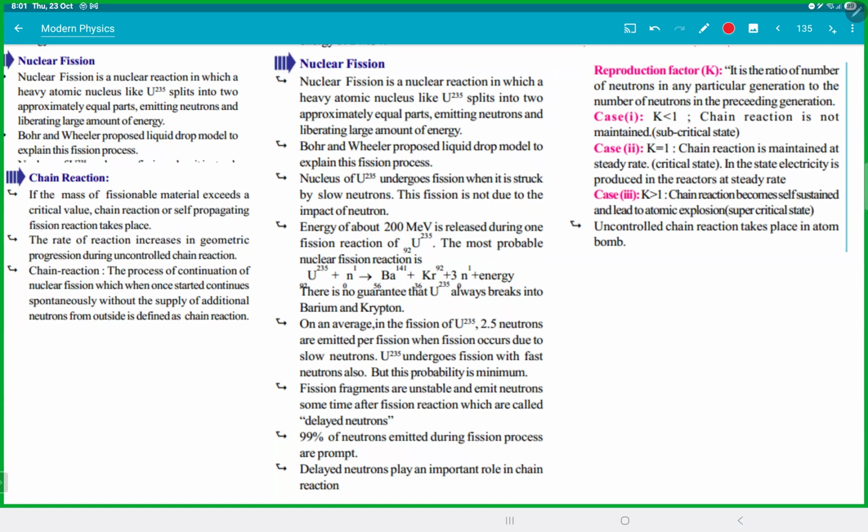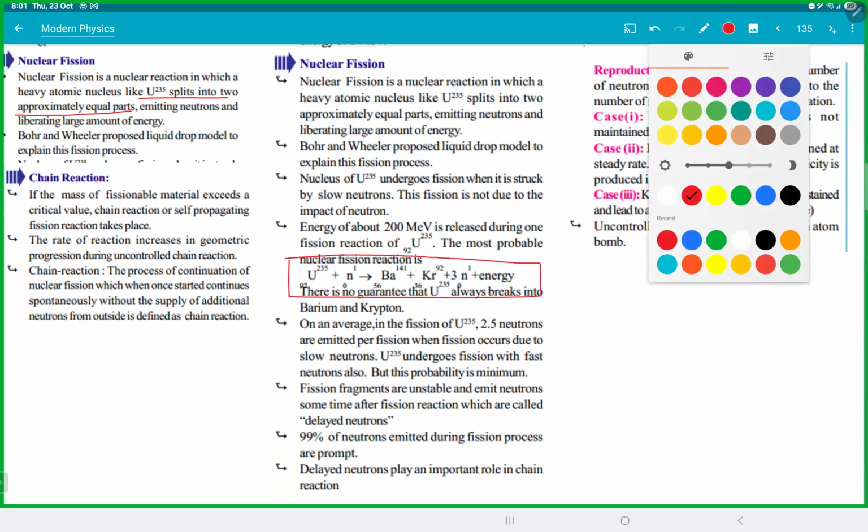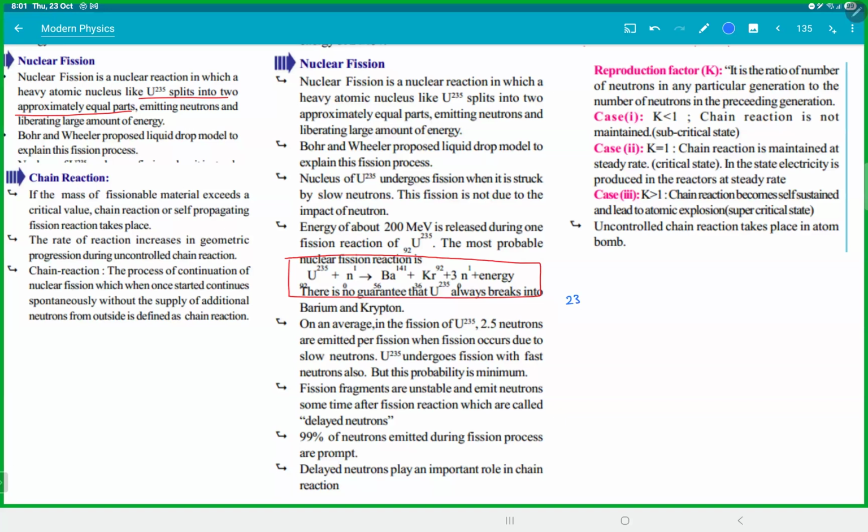So basically 235 splits into approximately equal parts. So this is the reaction, everyone. No need to remember, but if you can remember, it will be great. Roughly have an idea. U-235 (92 protons) absorbs a neutron (1, 0), and it becomes barium-140 and krypton-92. There are other ways of breaking, but this is the most common. And in this process, it releases 3 neutrons plus energy.